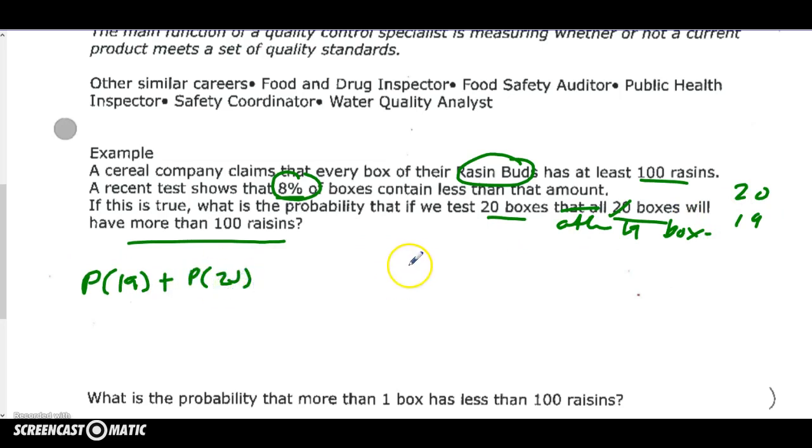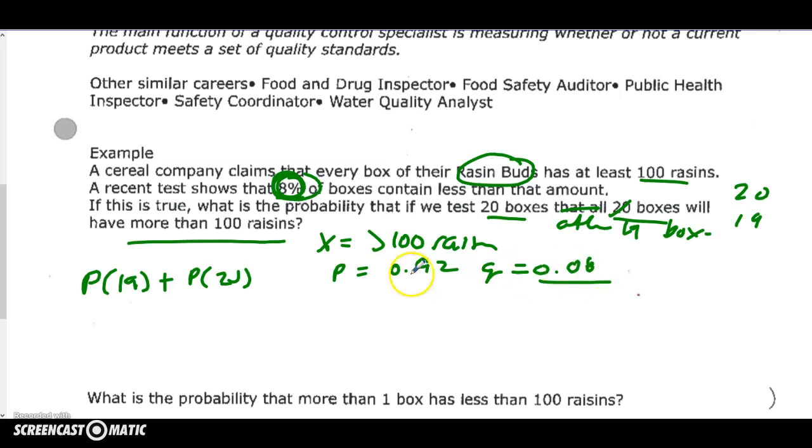Now, what we have to do here is define what success is, because in this case, we're going to consider success having a lot of raisins. So if we say X is equal to greater than 100 raisins, then we're going to have P as 0.92 and Q as 0.08. Now, where did I get that from? 0.08 is the 8% of the boxes that had less than 100 raisins. So that's failure. And then if that's 8, then this has to be 92. 92% of the boxes have to succeed.